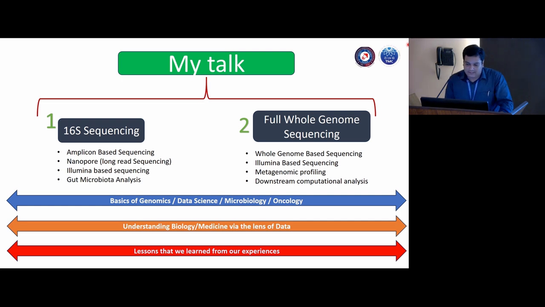One will be 16S, and the other is whole genome sequencing. As previously told by Dr. Gaurav and Rahul yesterday, 16S by nanopore gives a major advantage, and I will convince you at the end of the talk why. On the other hand, whole genome sequencing does have some advantages, but the theme of the talk is understanding biology and medicine via the lens of data, and why it is important.